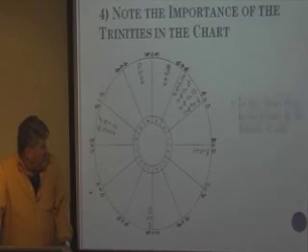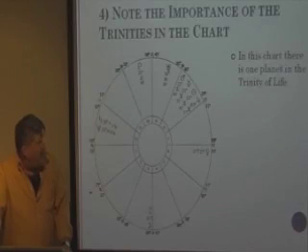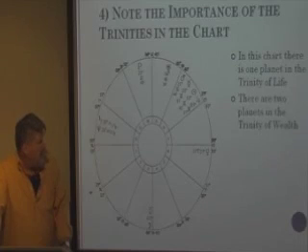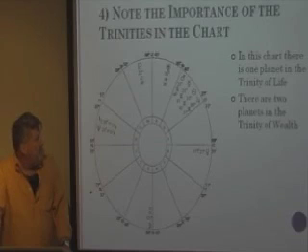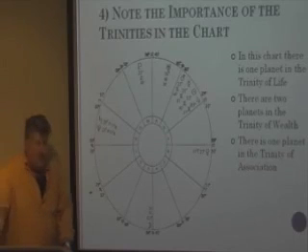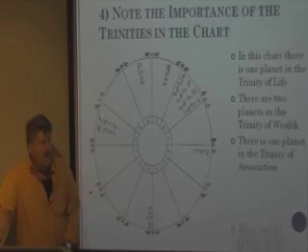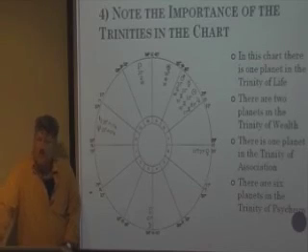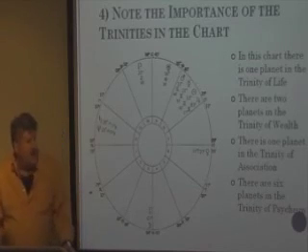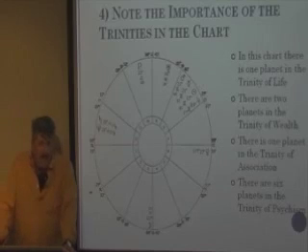Well, in this chart, one planet in the Trinity of Life, Uranus, Cancer, 9th house. 2 planets in the Trinity of Wealth, Venus in Aries, 6th house, Pluto in Leo, 10th house. One planet in the Trinity of Association, which is the Moon in the 3rd house. And there are 6 planets in the Trinity of Psychism. What information can we glean from breaking this chart down this way?